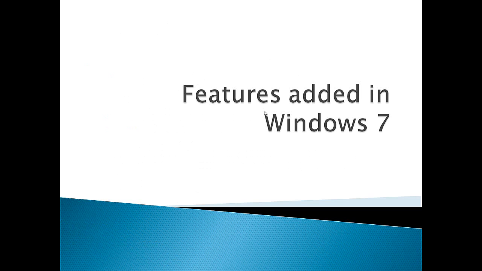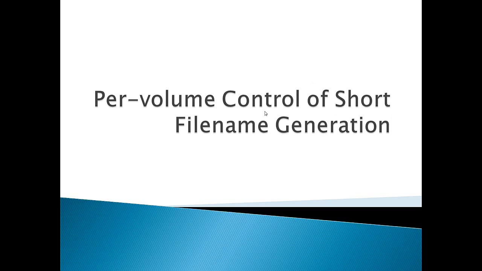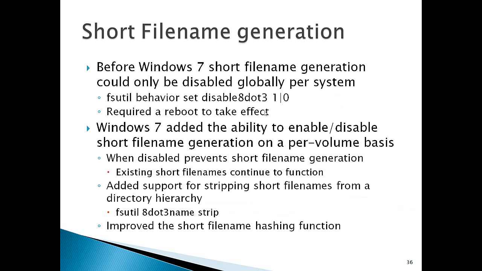So Windows 7, in my opinion, has been one of the best operating systems that's been introduced. It introduced a per volume control of short file name generation. Okay, before Windows 7, short file name generation can only be disabled globally per system. So this FSCTL program that we've already seen last week, it could set or disable 8.3 operations. It required a reboot to take effect.